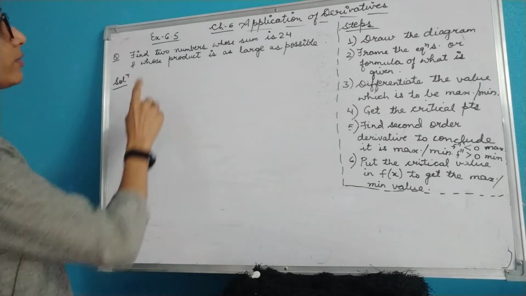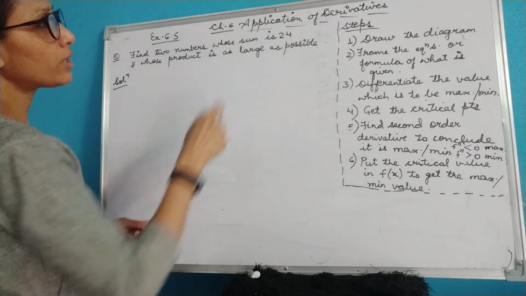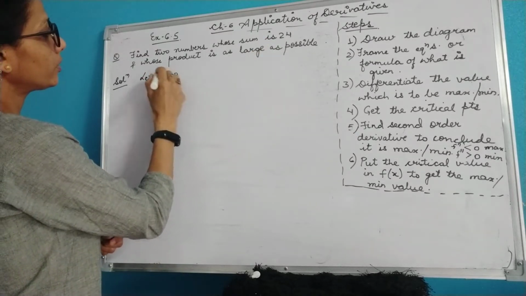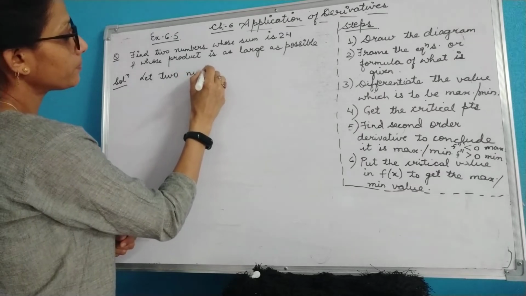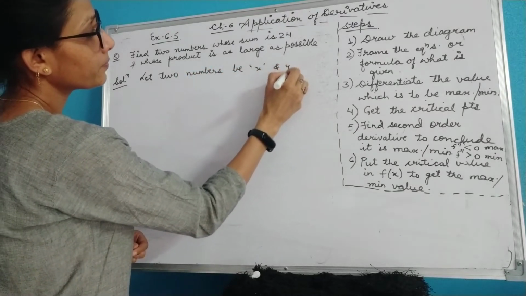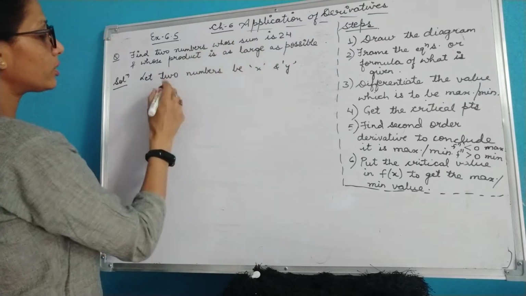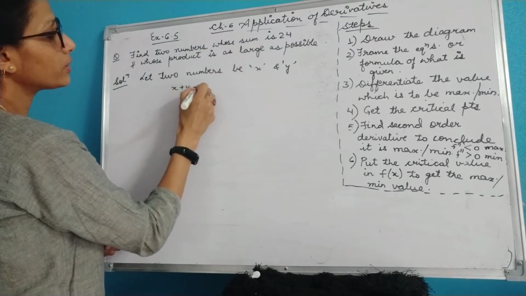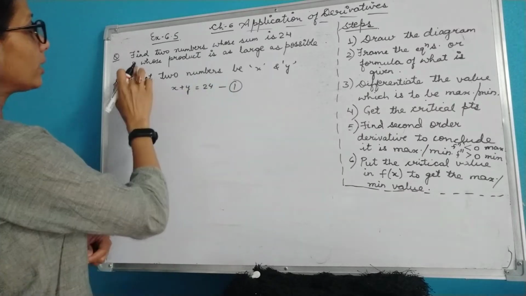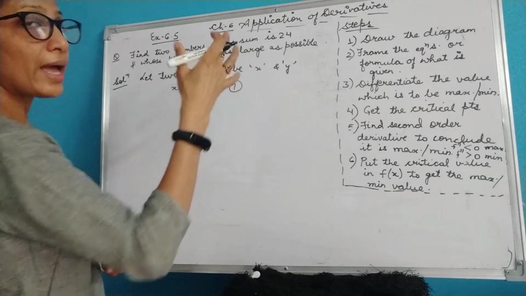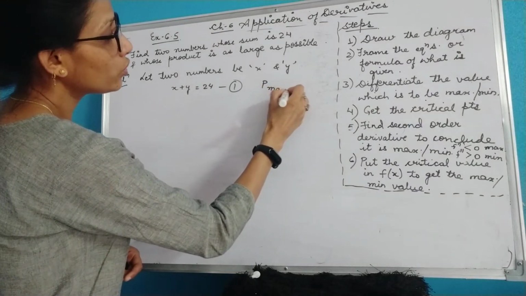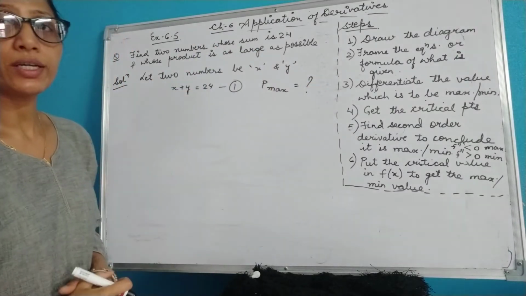Look here, it is given, find two numbers whose sum is 24. So let the two numbers be x and y. Now what is given to you? The sum of two numbers is given to you as 24. So this is the equation framed, and whose product is as large as possible. So the product you need to maximize. You need to find out this.